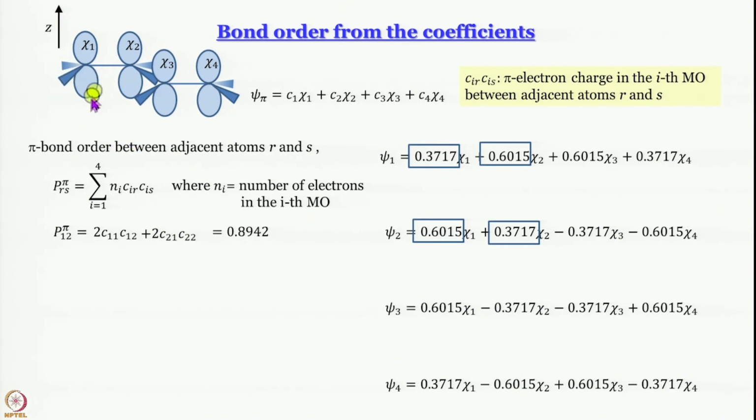Okay? Or if you want to talk only about the overall pi bond order, that is less than 1, and that is something that comes out very nicely. P12 pi turns out to be 0.8942.